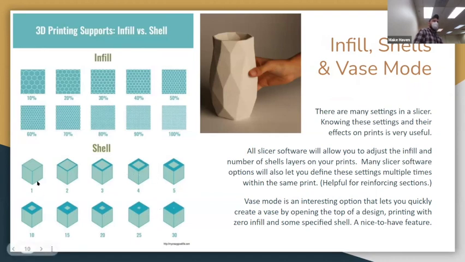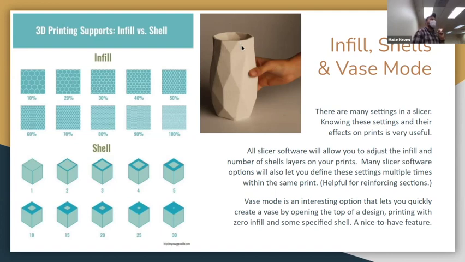And then the shell is if you wanted to just print the outside wall. And so there's this vase mode for some slicers where they take a model like this. This would have just been a solid model. And you can print it in vase mode where you say, this is the top surface that I don't want to have, and just turn it into a vase. It can make designing vases much, much easier.